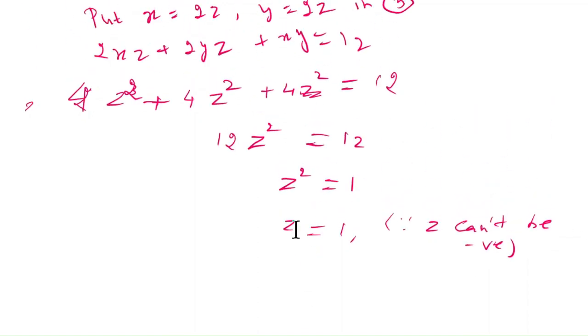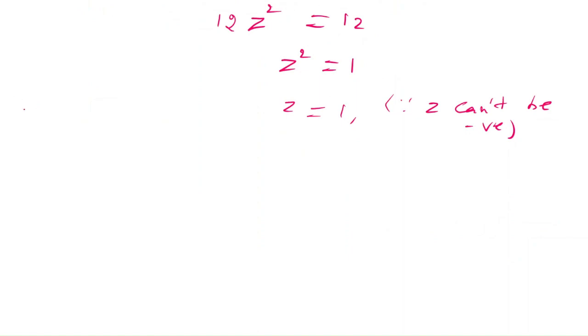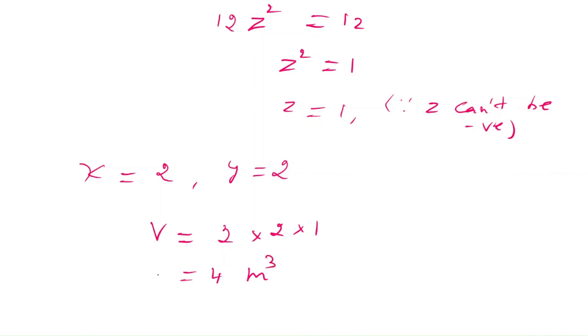So z equal to 1 means what is x? x equal to 2z, so 2 into 1 will be 2. And y is also 2, since x equal to y equal to 2z. So x equal to 2, y equal to 2 and z equal to 1. The volume will be xyz, so 2 into 2 into 1, that is 4. The unit is meter cube, because the dimensions are given in meters. So this is the required volume. That's all.